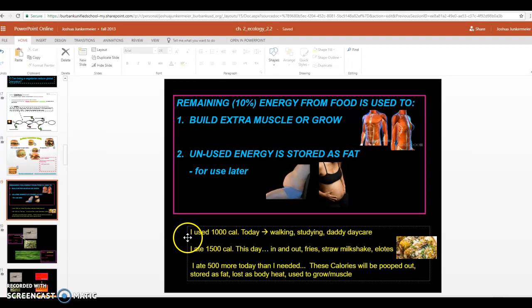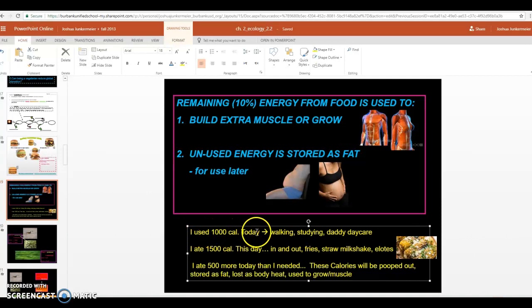All right, let's look at this example really quickly about how many calories we eat versus how many we need. It says if I used 1,000 calories today to walk, to study, and take care of my baby, so I basically used up 1,000 calories of energy. That day, I ate 1,500 calories. This means I ate 500 calories more than I actually used that day.